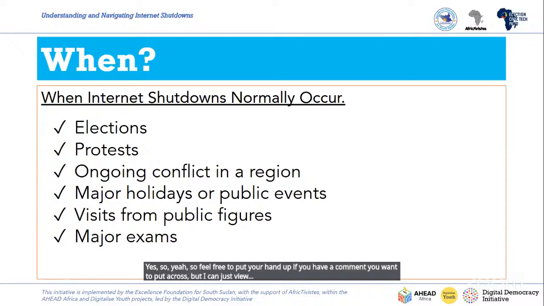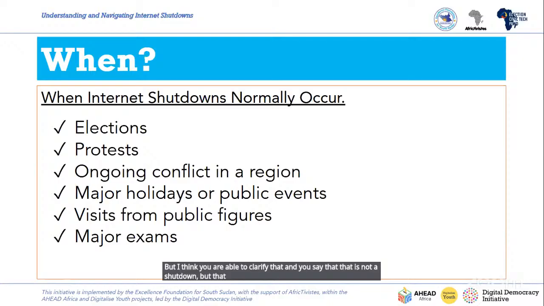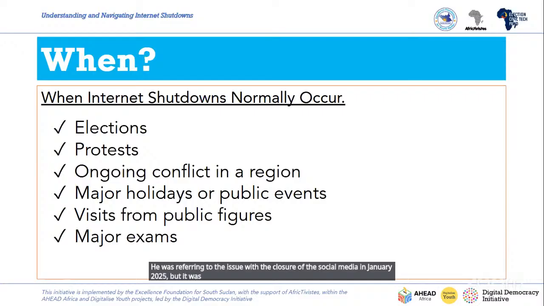I can just read some few comments in the chat. Asiki Alex is saying many times in South Sudan we experienced internet shutdown due to fiber cuts, which are very common in the MTN network. But I think you were able to clarify that, and you said that that is not a shutdown, but an internet blackout because it is not intentional. That's a technology failure. And then somebody was saying it was the Nasser incident. He was referring to the closure of social media in January 2025, but it was because of the Sudan incident.